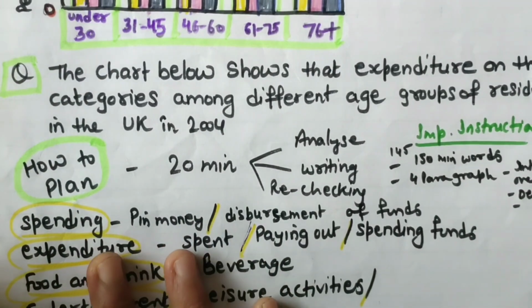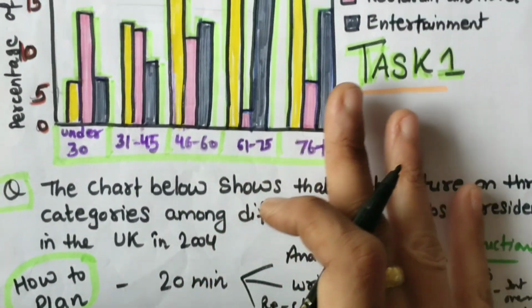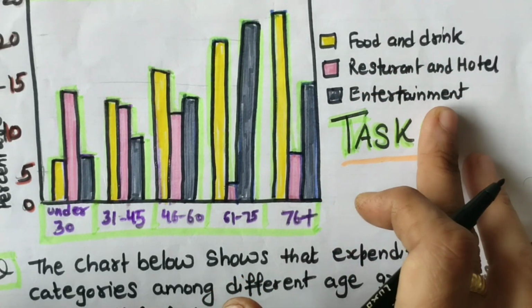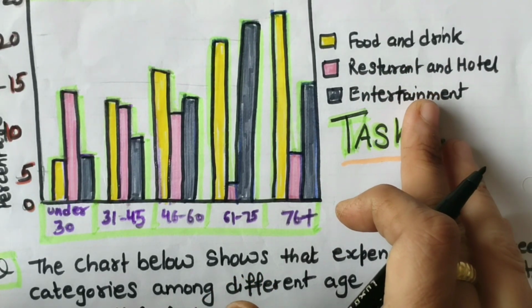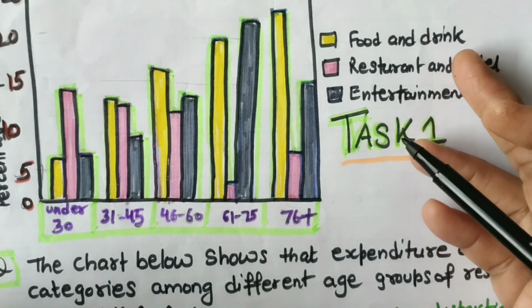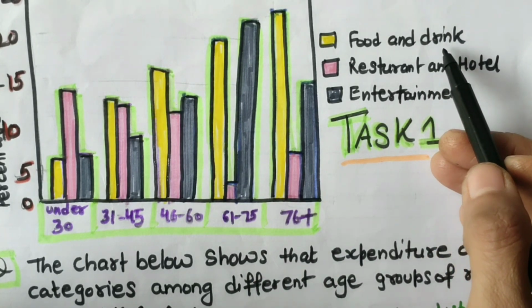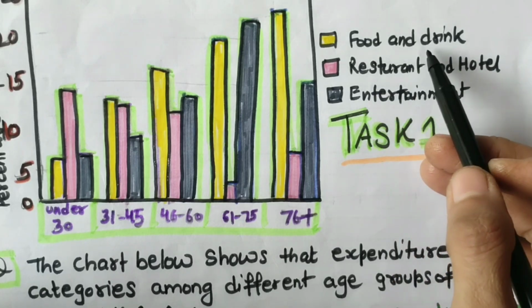Now coming to the vocabulary part, if you write again and again food and drink, restaurant and hotel, entertainment, I am not saying every time you should change it. I am saying a little bit. If you can write a synonym, like instead of drink, can we use beverages, food and beverages?